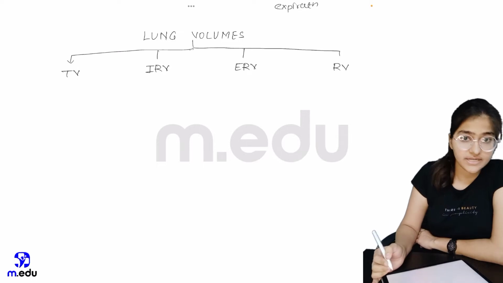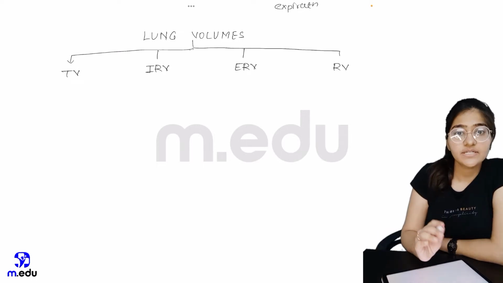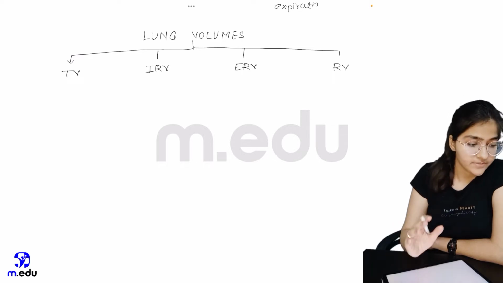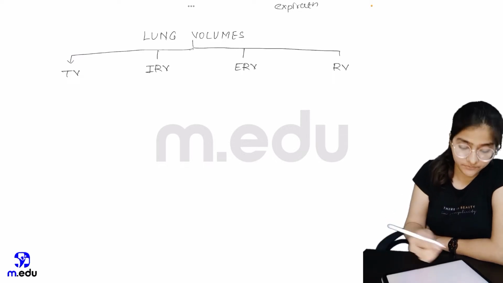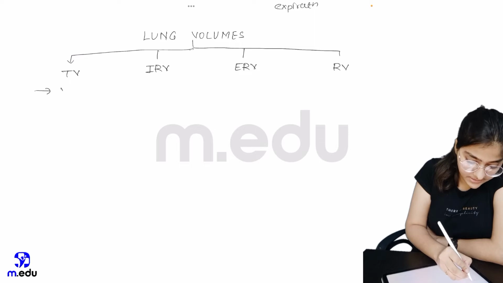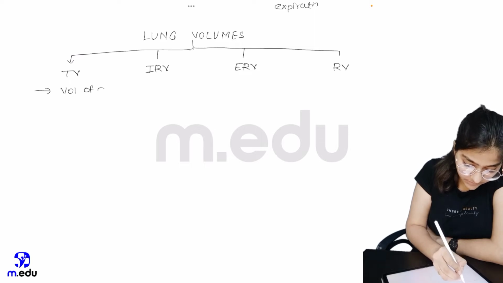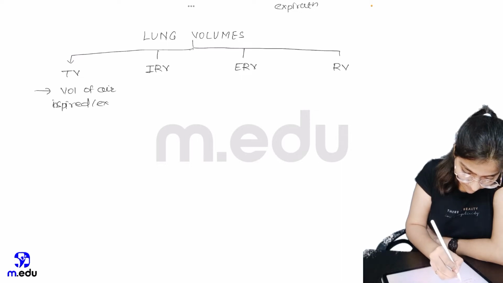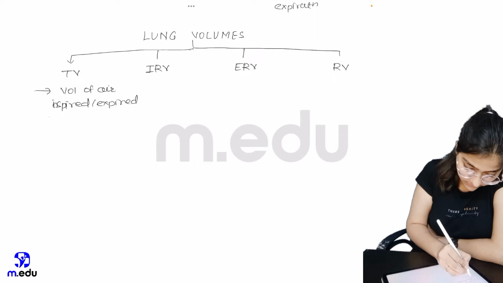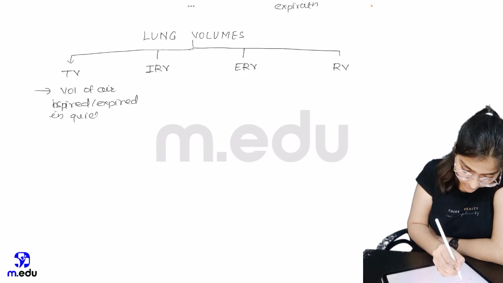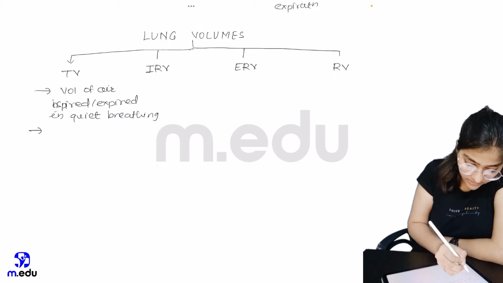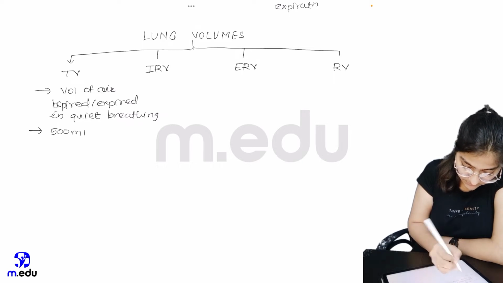Now what is tidal volume or TV? It is basically the volume of air inspired or expired in quiet breathing. It is basically normal depth of the breathing. So you can define it as volume of air inspired or expired in quiet breathing. So the normal value of tidal volume is 500 ml.